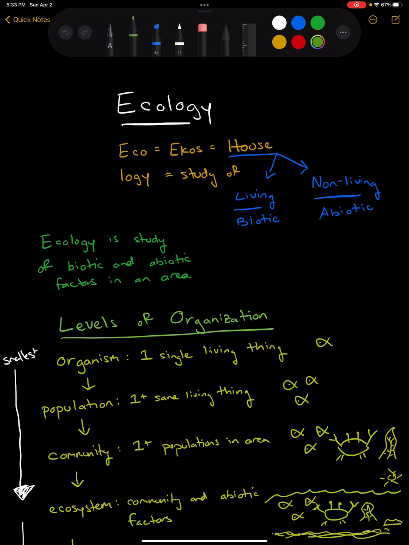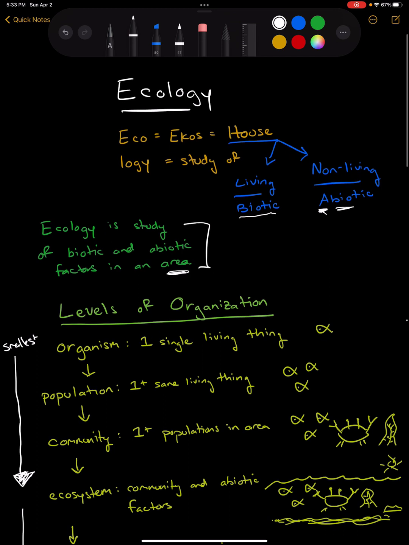So ecology, by definition, is the study of, because living is biotic, that's where bio comes from. And don't forget, a means not, and bio is life, so abiotic means not living. So ecology is the study of the biotic and abiotic factors in an area, because that's where your house is. Your house is in an area. And so we look at the relationship between the living and the non-living parts within that area. That's all ecology is: we're going to study all the living things and how they interact with their environment. That's where ecology comes from.